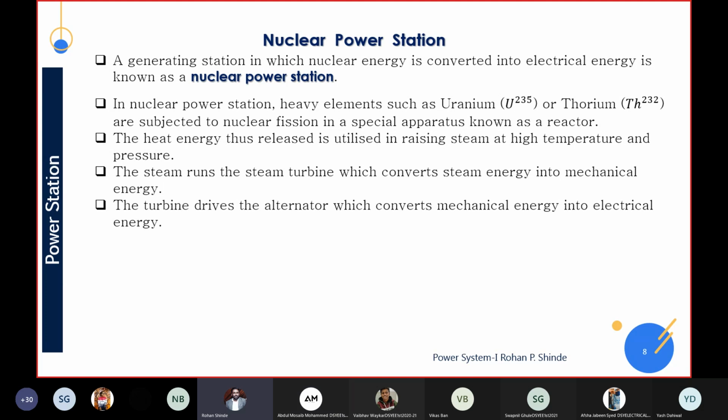Atomic mass number. In a nuclear power station, heavy elements such as uranium, that is U-235, and thorium, that is 232, are subjected to nuclear fission in a special apparatus known as a reactor. Now see here, nuclear fission takes place.